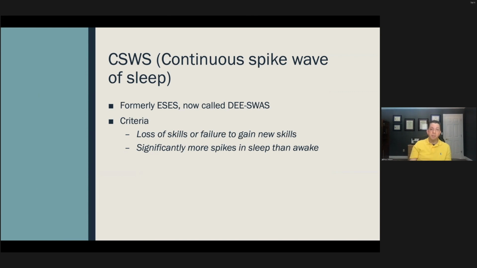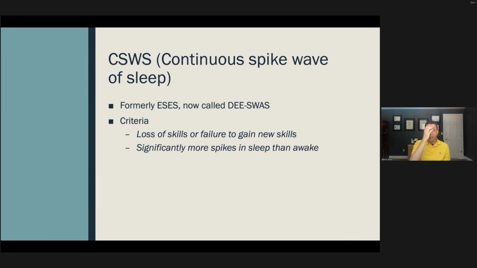And then CSWS. Technically, with CSWS you start off with typical development and then it kicks in, but it's a CSWS type of epilepsy. And this is where, like I said before, the names keep changing. It was ESES, then it was CSWS for years, and now it's DEESWAS. So it's hard to keep track, but CSWS stands for continuous spike wave of sleep.